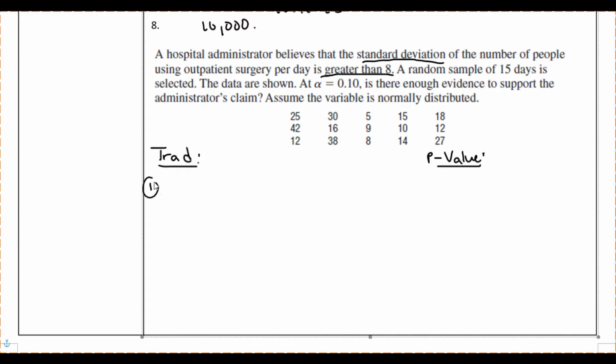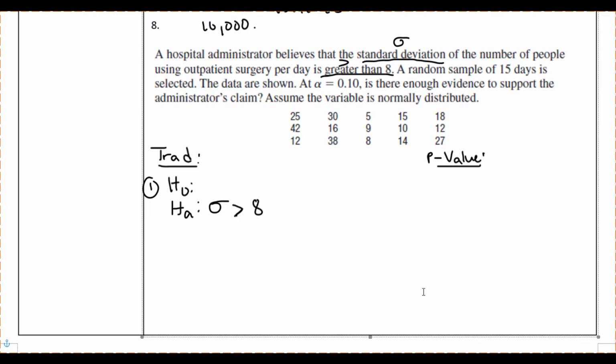So step 1, we need our hypotheses. They said that the claim was that the standard deviation is greater than 8. Since we're looking at greater than, that's an inequality. There's no equal sign at all. If it was greater than or equal to, it would belong to the null. But since it's greater than, it's the alternative. So this is saying that the standard deviation is sigma here, not sigma squared. Sigma squared is the variance. So this is saying that sigma is greater than 8.